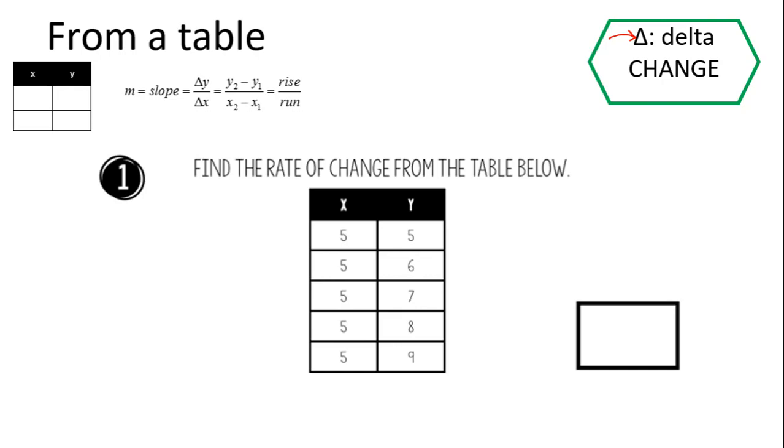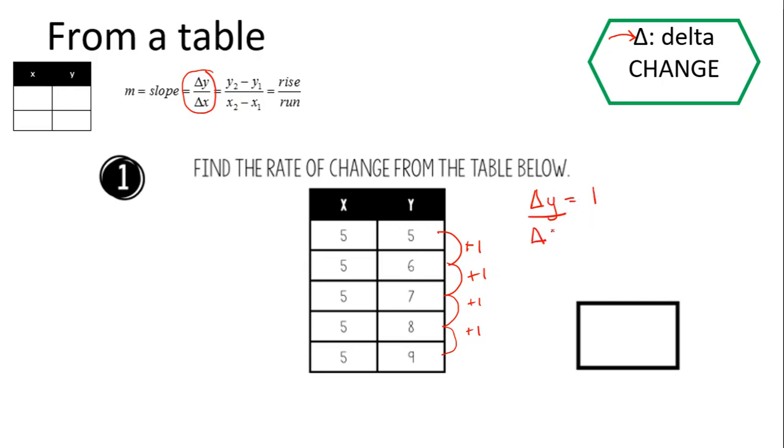So, finding the rate of change from the table below. What we're going to do is take a look at change of y. So this is this section right here. Change of y over change of x. First I have to identify how my y values are changing. From 5 to 6, I'm going up 1. 6 to 7, I'm going up 1. These should stay really consistent. These should be the same. So plus 1 every time. So my change of y equals a positive 1.